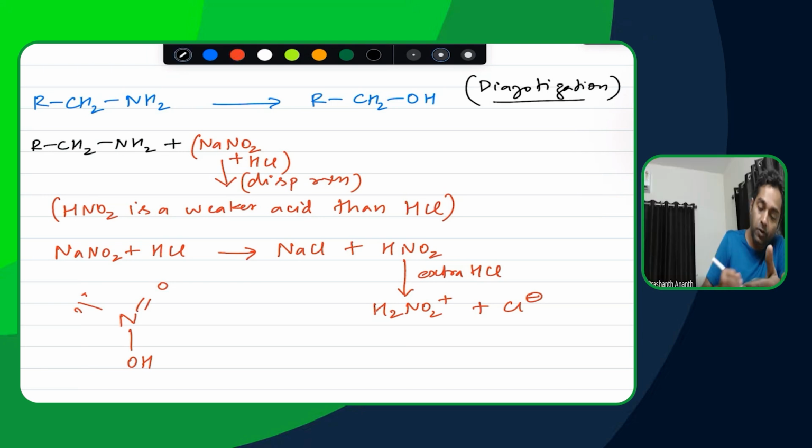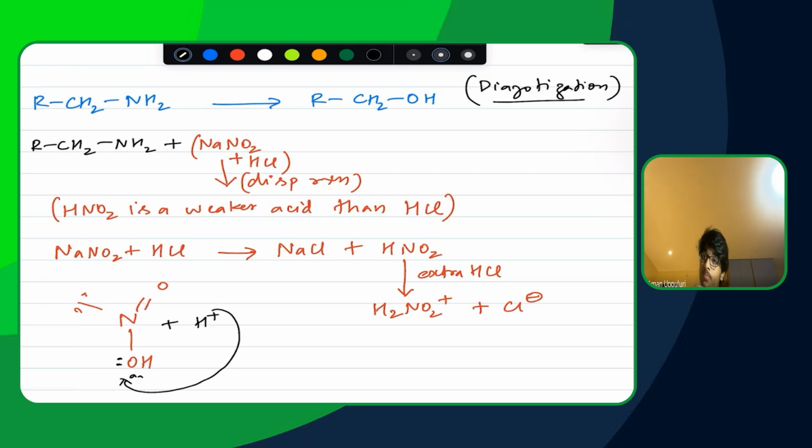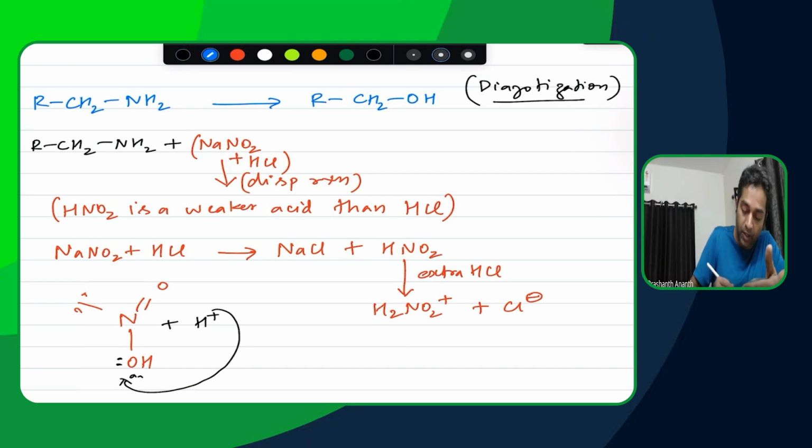If this fellow is going to be accepting an H plus, where will the H plus get accepted? It will get accepted here. So this will effectively end up becoming N double bond O, with a lone pair over here, of course, and we'll have an OH2 plus. This is the structure for H2NO2 plus.